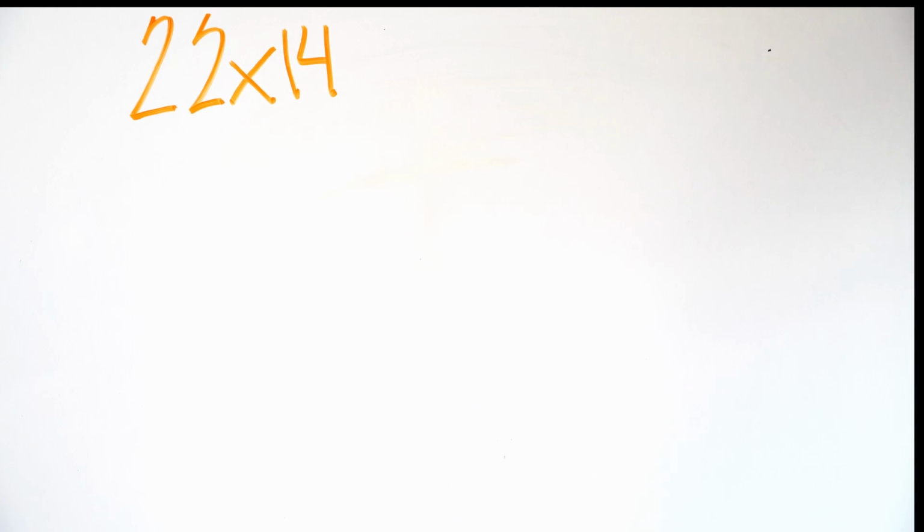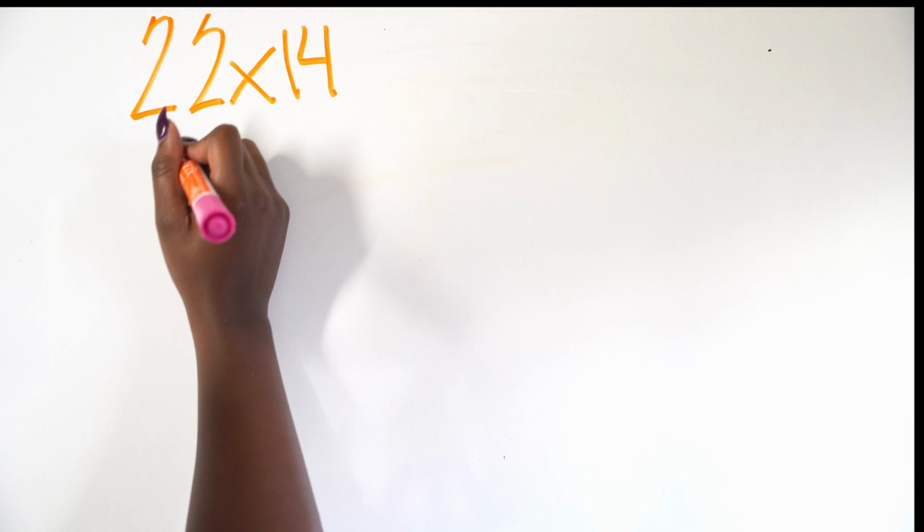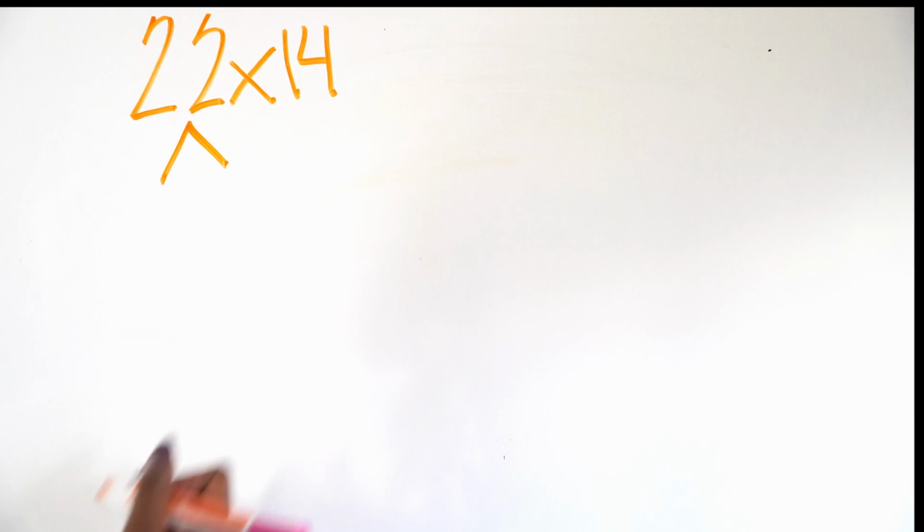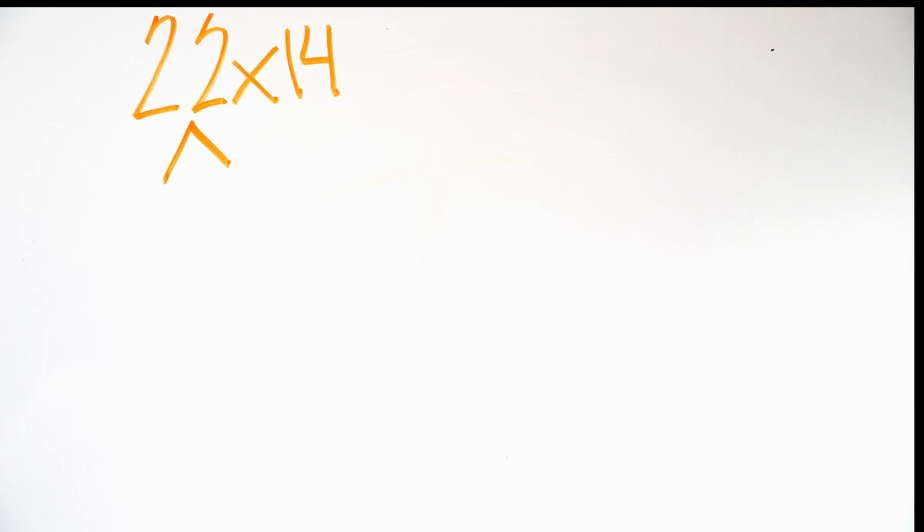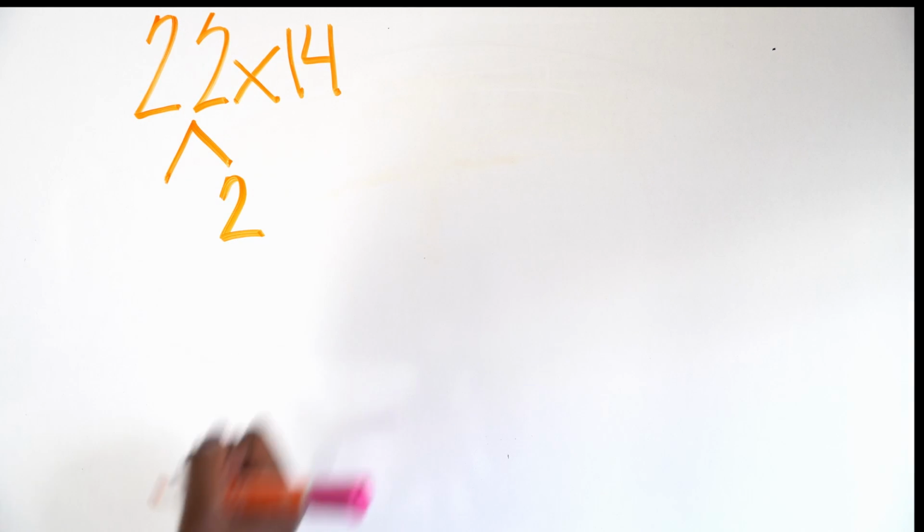All right, so the example we're using today is 22 times 14. One of the most important things about using this method is understanding place value. You have to understand place value or else it may be a bit confusing. So we have the number 22. You want to start with the number on your left and ask yourself how many ones are in your ones place. The answer here would be 2 ones.